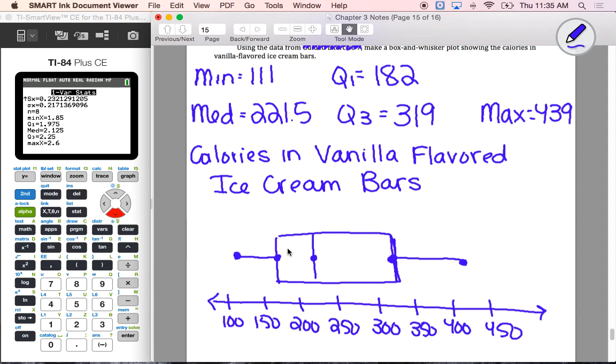You should have a bar in the middle there to represent your median. So the line does not go through your box. The box goes around your first quartile and your third quartile. And then you have a straight line there through your median.